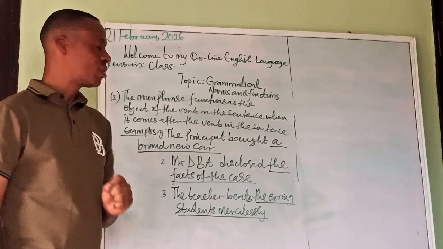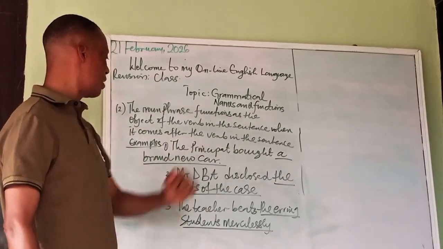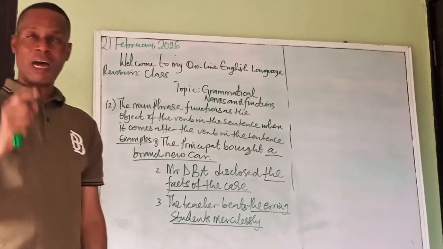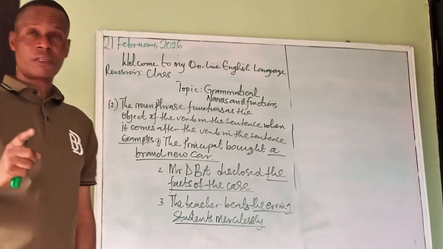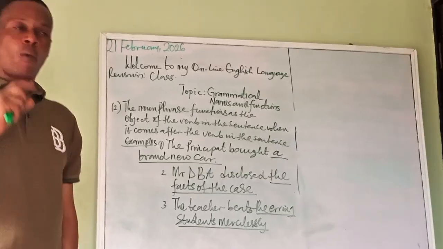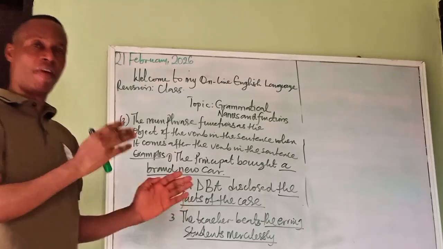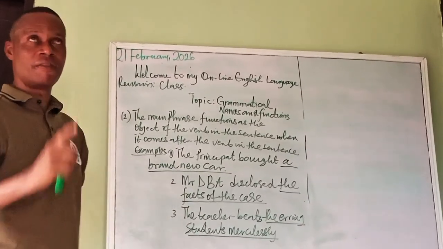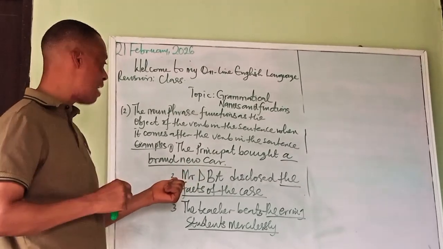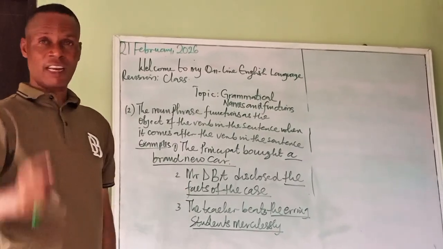The noun phrase functions as the object of the verb in the sentence when it comes after the verb. Don't forget that the nominal group, whether as a clause or as a phrase, performs a positional function. So we are looking at the position of the noun phrase now. Is it before the verb in the sentence or after the verb? In this example, we are looking at the noun phrase as the object of the verb in a given sentence. Let's go to the example.